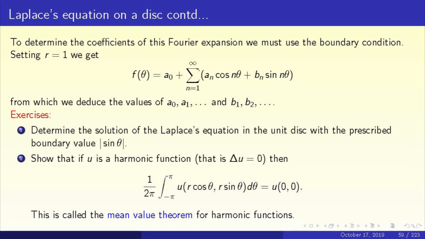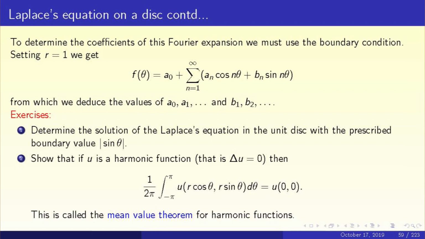So when you integrate u of r cos theta comma r sin theta d theta from minus pi to pi and divide by 1 upon 2 pi, you get u of 0, 0. In other words, the mean value of the harmonic function along a circle gives you the value at the center. This is called the mean value theorem for harmonic functions. Now let us proceed a little further with this.